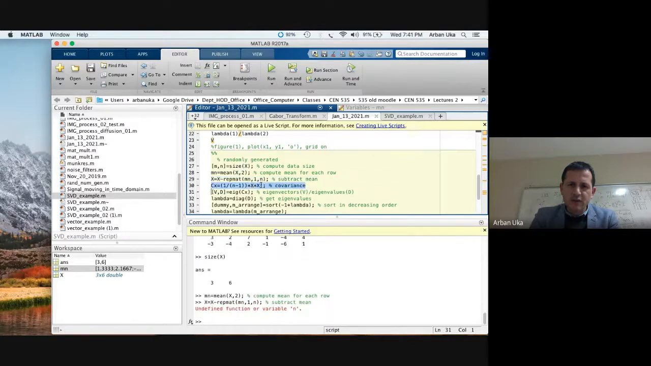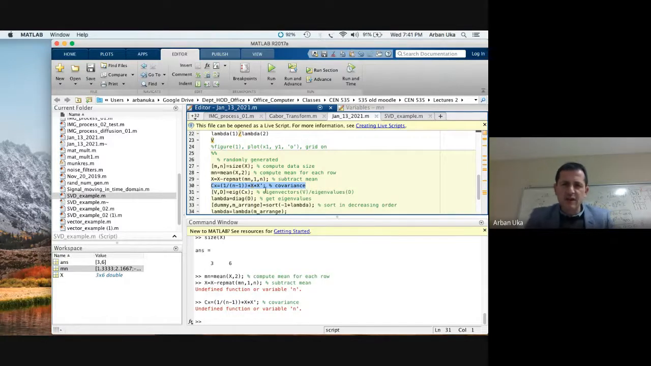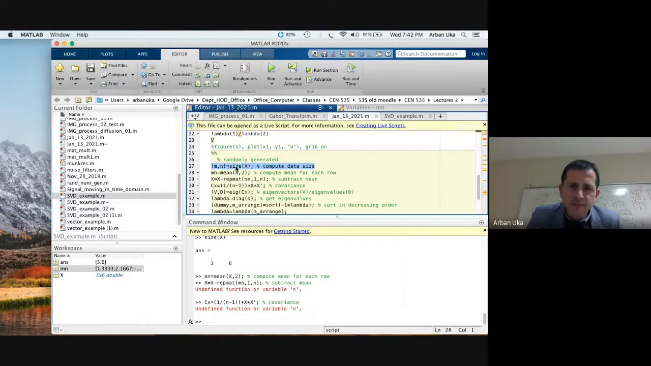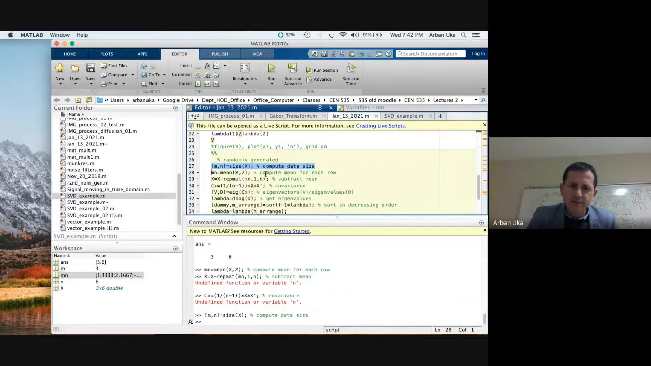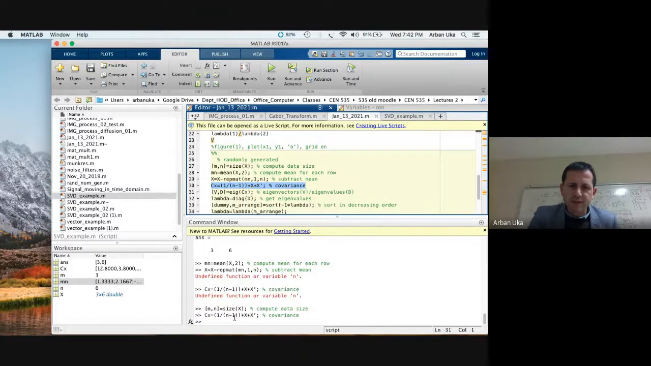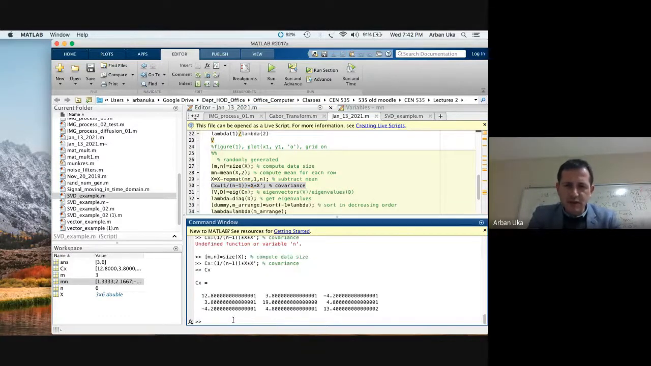Now we can calculate the covariance matrix. This covariance matrix is equal to x times x transpose, divided by n, and here we find the covariance matrix C of x. Since we calculated x times x transpose, the size of this will be 3 by 3. We talked about this one, but it does not look very good.